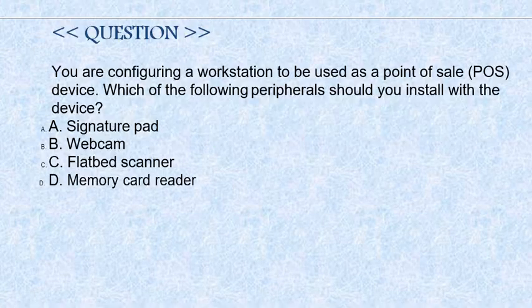The next question is, you are configuring a workstation to be used as a point of sale POS device. Which of the following peripherals should you install with the device? The options are option A, signature pad, option B, webcam, option C, flatbed scanner, option D, memory card reader. The correct answer is option A.